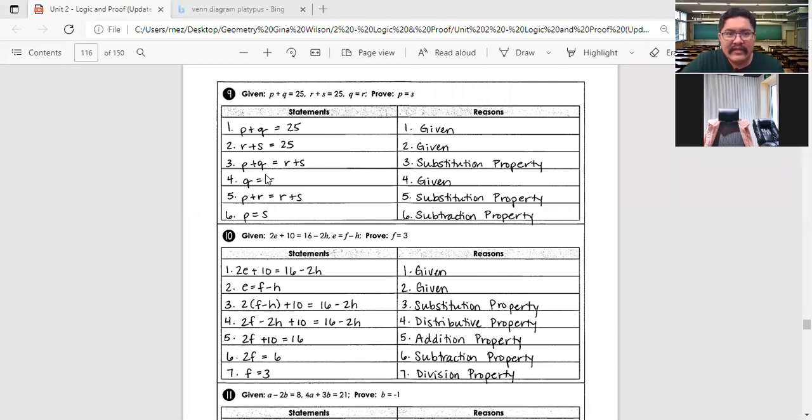Right, so we substituted it in. Take out the Q, put in the R. That was substitution. Now, since I have an R on each side, if I minus R from both sides, well, R cancels, P equals S. And that's how we got that. So that's it for that. All right, so let's go ahead and get to the next one.